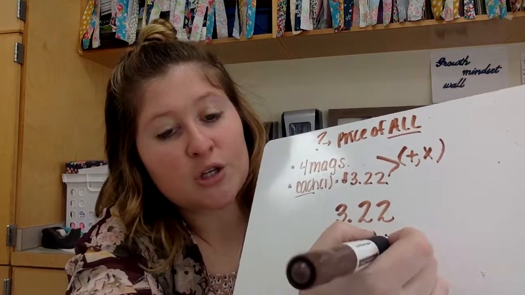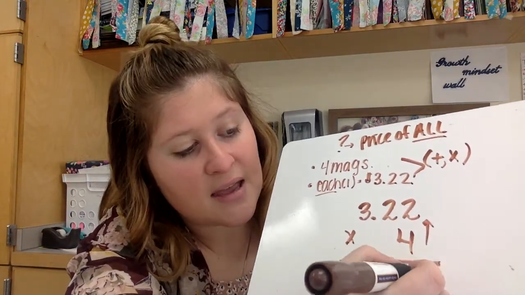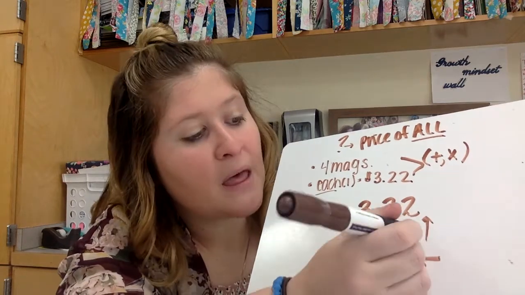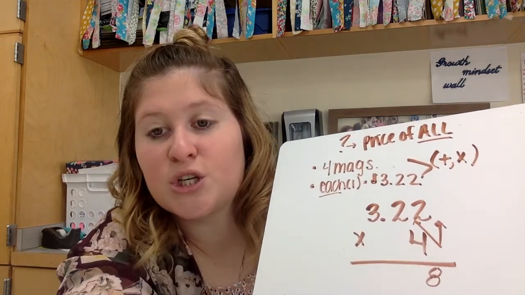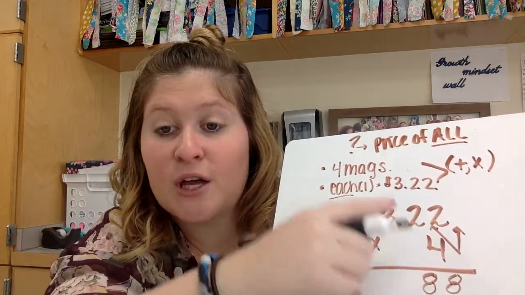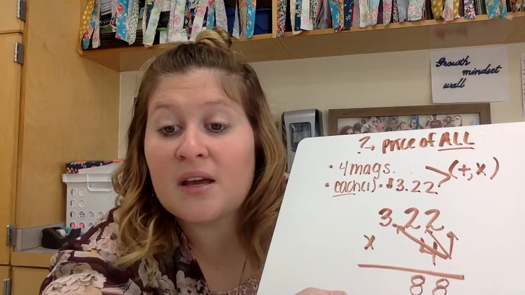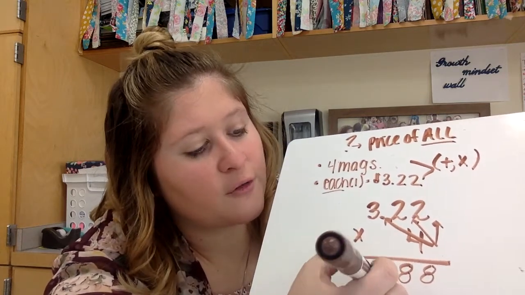So now I'm going to start distributing this out. 4 times 2 is 8, so I'm putting in 8 first. Then I do 4 times the next 2, still 8. Put it in that place value so they're kind of lined up. 4 times 3 is 12.